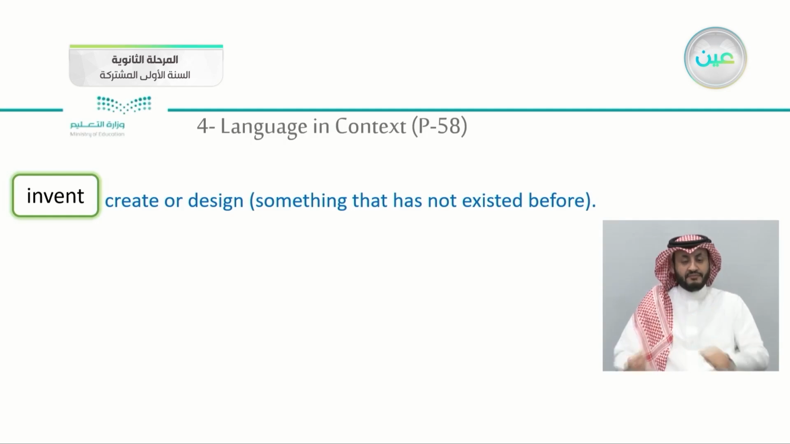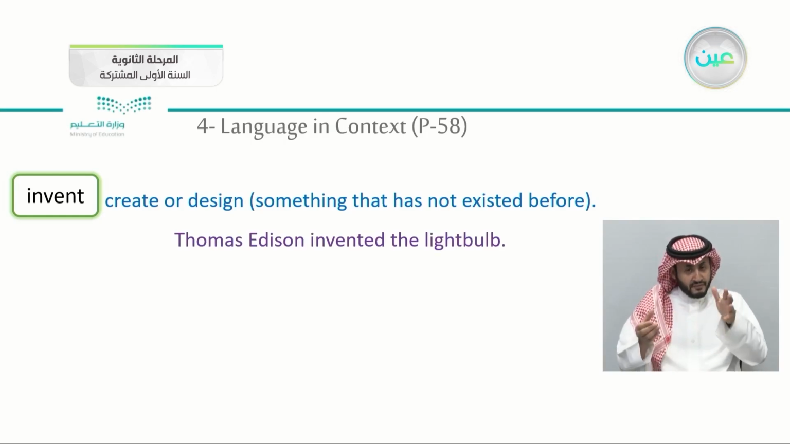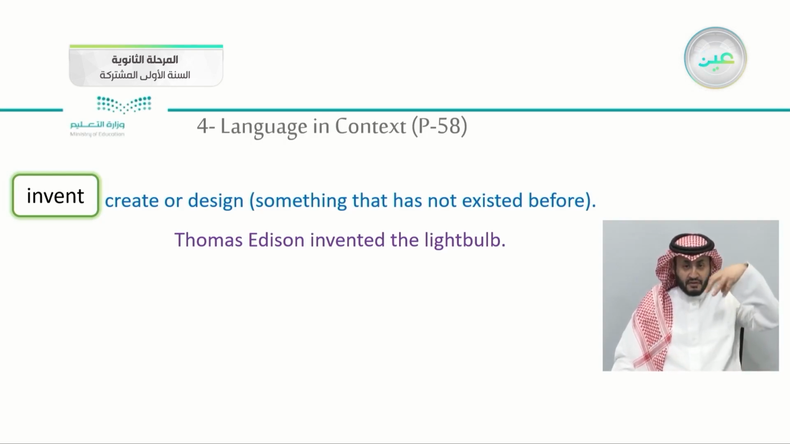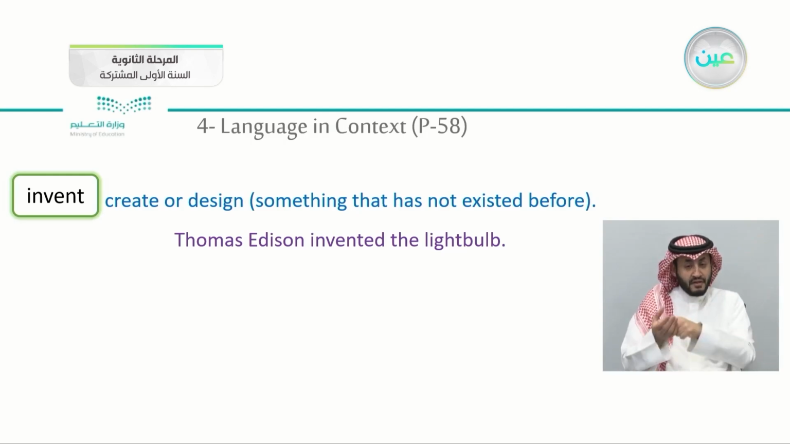Like the idea of the telephone. It was invented. No one ever thought about the idea of communicating with someone who is away from the same room. However, Alexander Graham Bell came with that one. Like Thomas Edison invented the light bulb. Before Thomas Edison, we only have the sunlight. However, after Thomas Edison, he came up with the idea.